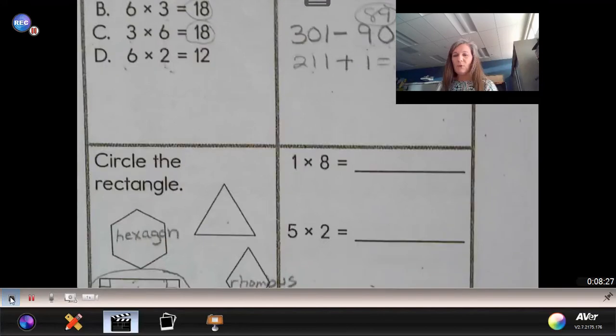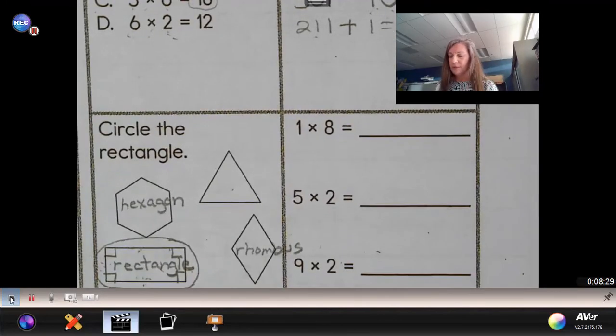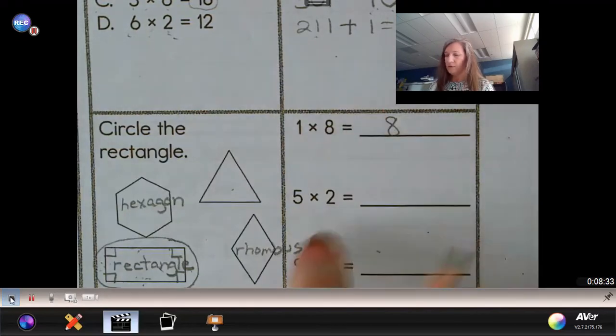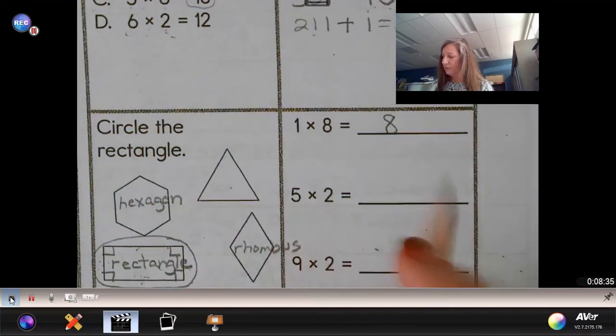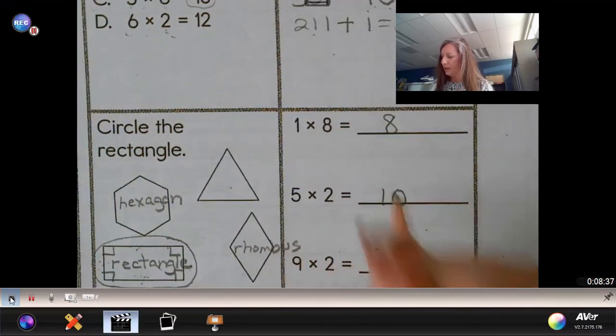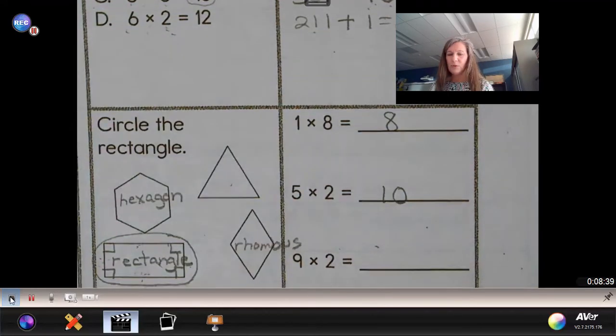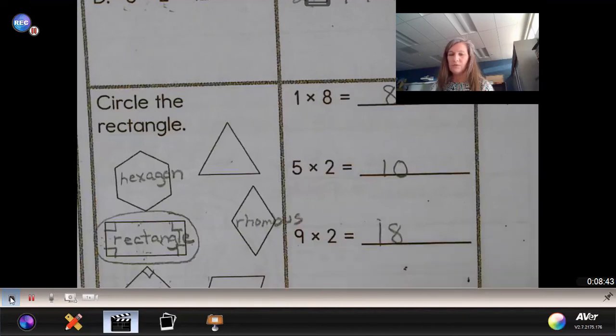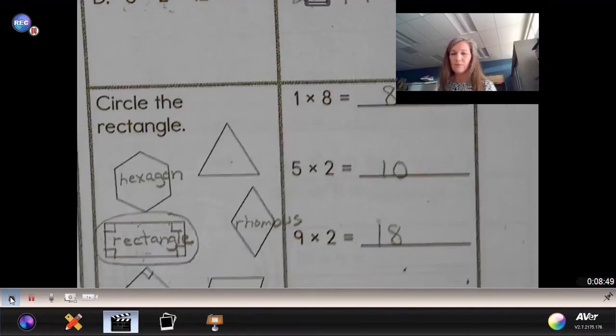We're looking for one group of 8. Our product is 8. 5 groups of 2 is going to be 10. And 9 groups of 2 is going to be 18. Or if I do 2 groups of 9, 9 plus 9 is 18. So I'm using the commutative property to help me make it easier to use.